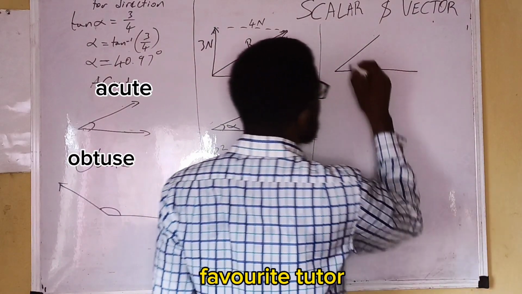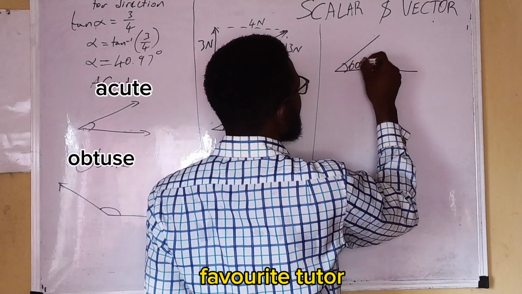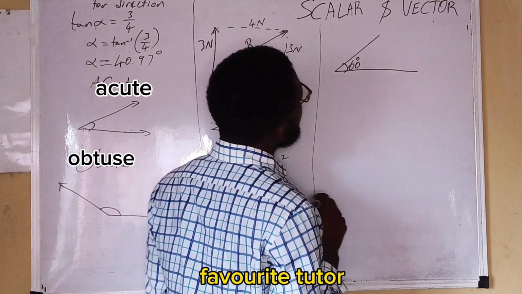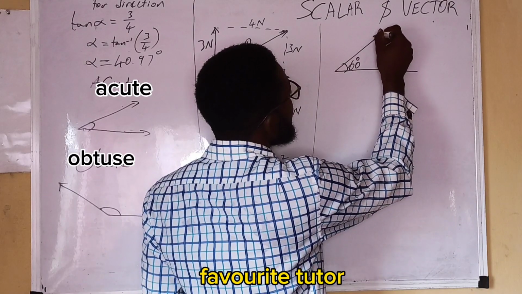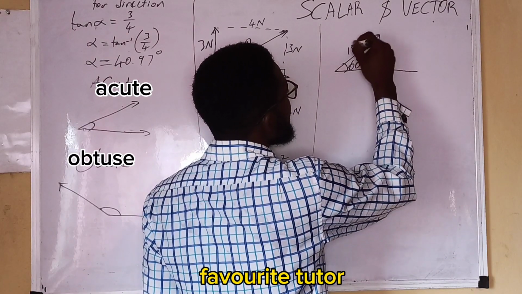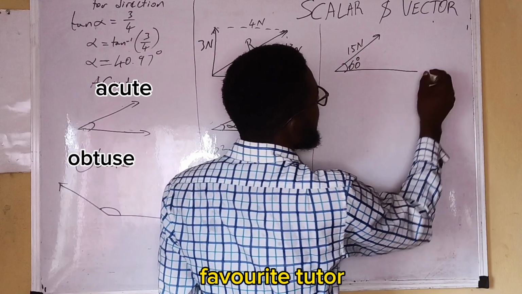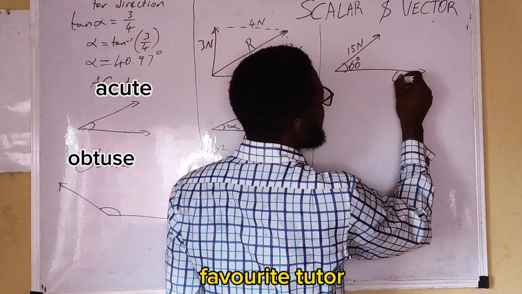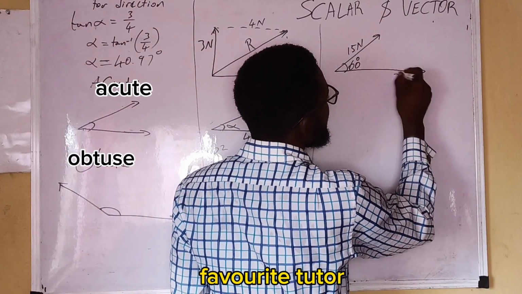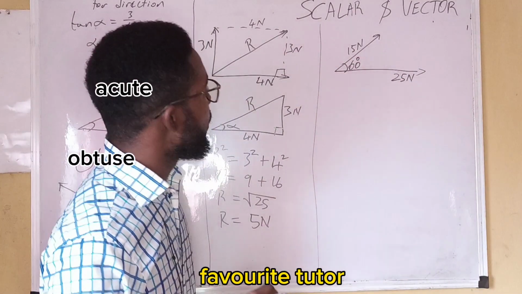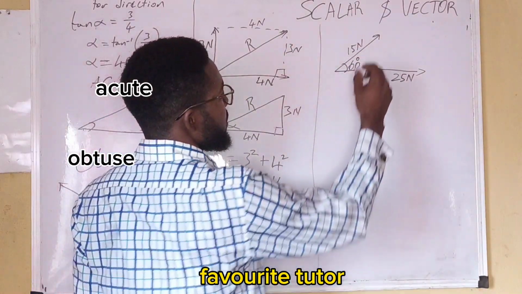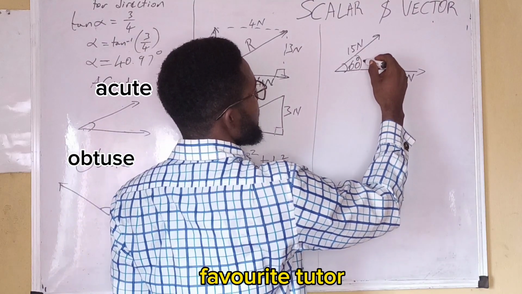60 degrees. And let's say right here the force acting is 15 Newton, and the force acting right here is 25 Newton. So we are looking for the resultant. Now, what is the resultant? All right, this is the resultant.